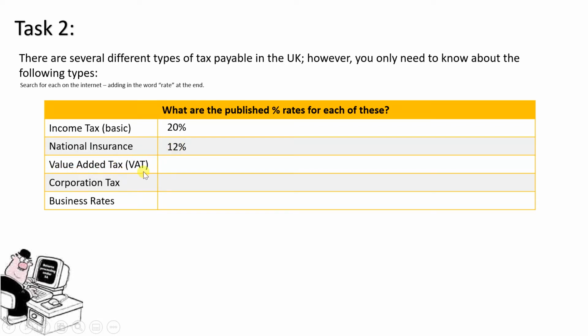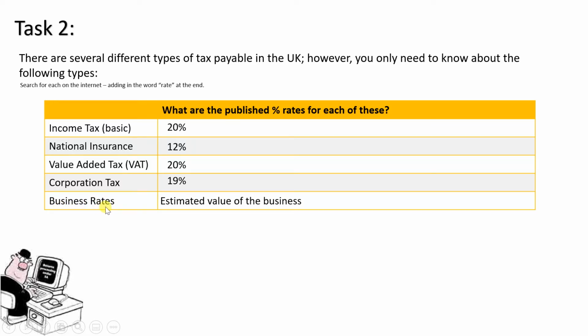Value added tax, VAT, it currently is 20%. The fourth one, corporation tax, is currently set at 19%. The final one, business rates. Now this is all down to how much the business is valued at.